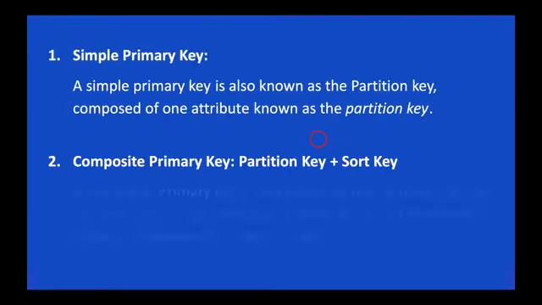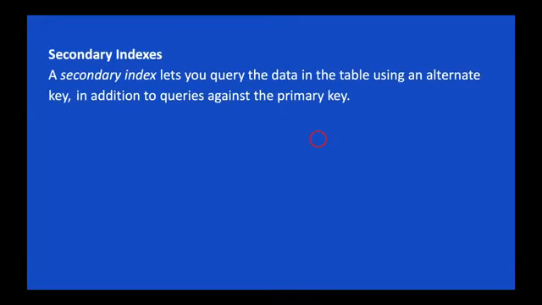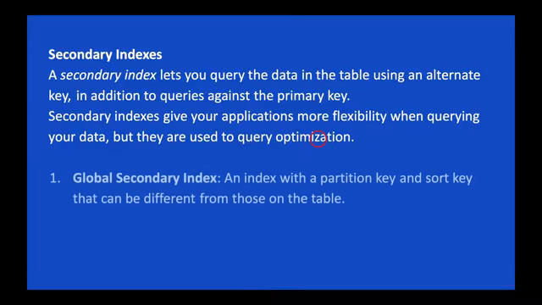We have secondary indexes. Secondary indexes basically let you query the data in the table using an alternate key, in addition to querying against the primary key. These secondary indexes give more flexibility when querying your data, and they are used for query optimization. We have two types of secondary indexes.